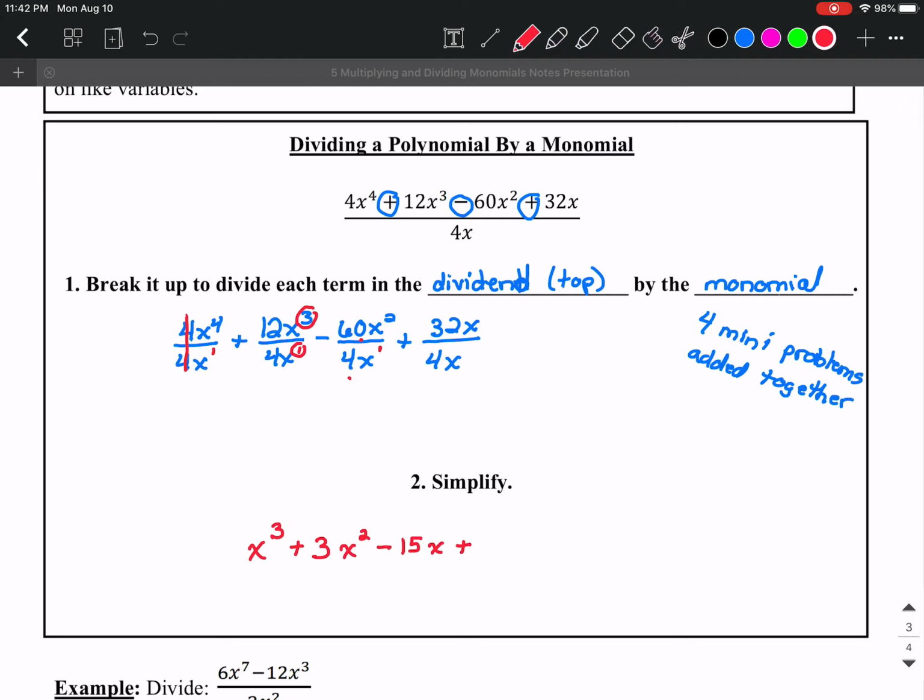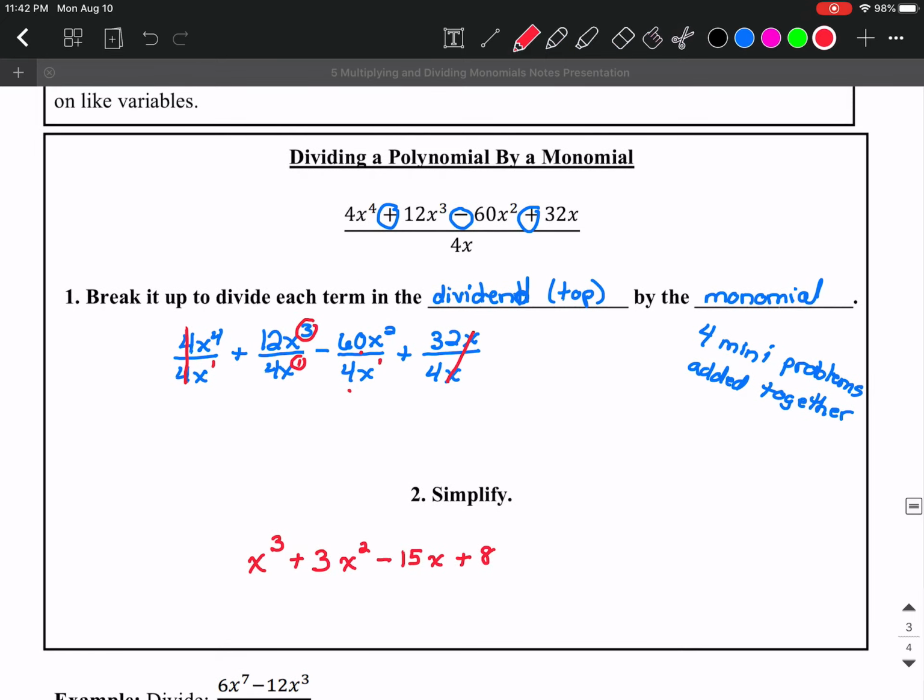Plus, now we have 32 divided by 4. The answer is 8. Silly me, I was a step ahead of myself there. Now notice, x divided by x, those are going to cancel out. Because remember, the exponent here is 1 and the exponent here is 1. And 1 minus 1 is 0. And remember, x to the 0 is just 1. Okay, and 1 times 8 is just 8. So this answer is your final answer.